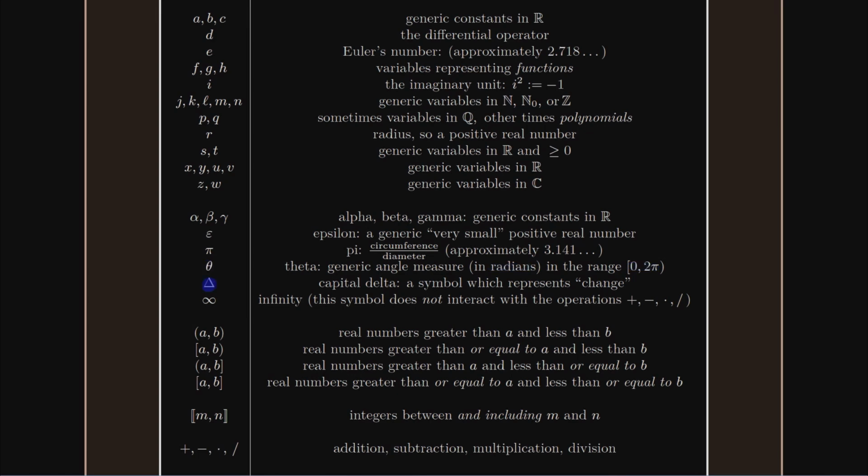We've got capital delta over here, which often represents change. We will see that eventually. We've got infinity, which is not actually a number, but it's a useful symbol, a useful concept. So it doesn't interact with any of these plus, minus, times, or division operations. So that's just something to keep in mind. A lot of people like to include it with those operations. It's not possible. It occupies its own mathematical space, independent of those.